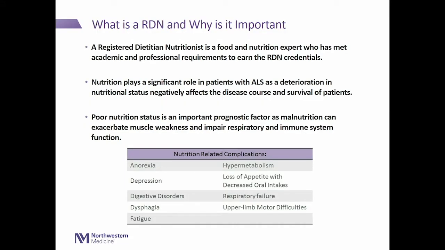Nutrition plays a significant role in patients with ALS, as the deterioration in nutrition status negatively affects the disease course and survival of patients. Poor nutrition status is an important prognostic factor, as malnutrition can exacerbate muscle weakness and impair respiratory and immune system function. Throughout the day, we've talked about all these different complications and how they relate to the different disciplines, but we want to talk about how this relates to nutrition.